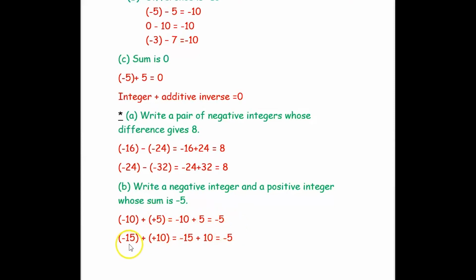So similarly, negative 15 plus 10, that is positive 10. So negative 15 plus 10 will be negative 5.